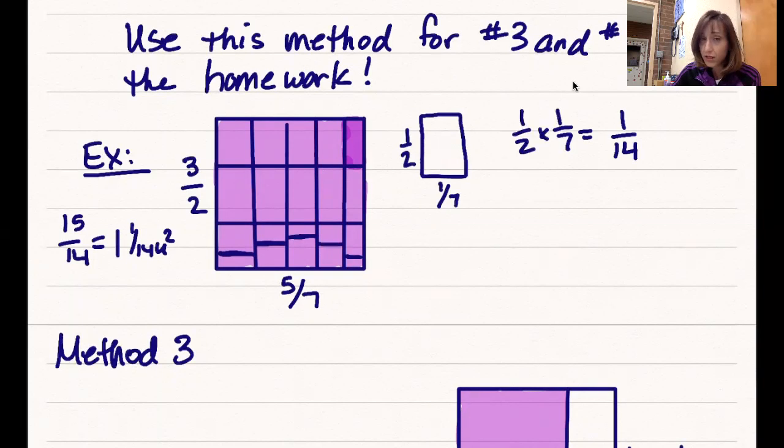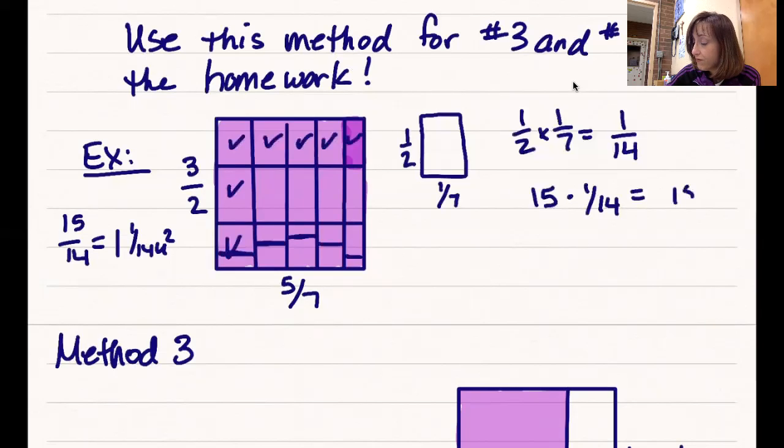If I look at my larger rectangle, how many pieces do I have? Well, I've got 3 this way, and then I've got 5 this way. So 3 times 5 altogether, there are 15 tiny little rectangles that I've drawn. So 15 rectangles at each 1/14 unit squared is 15/14, which we don't leave as an improper fraction. We're going to fix that. So I end up with 1 1/14. There we go.